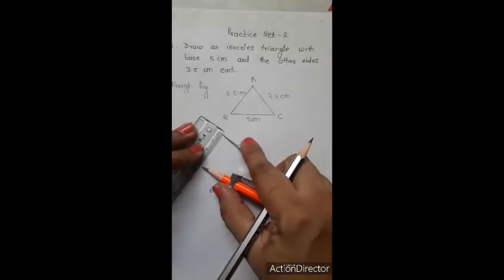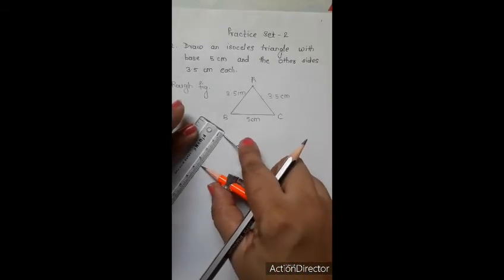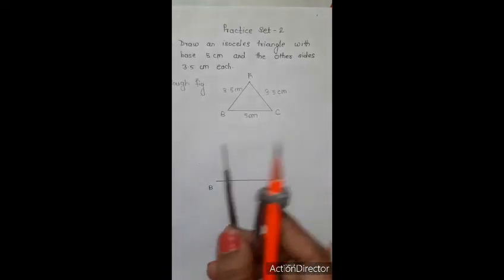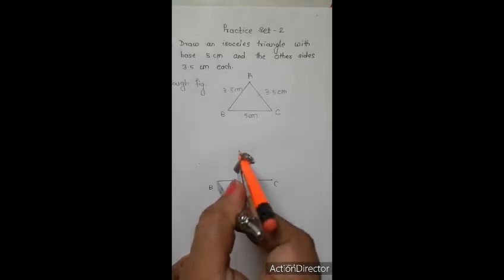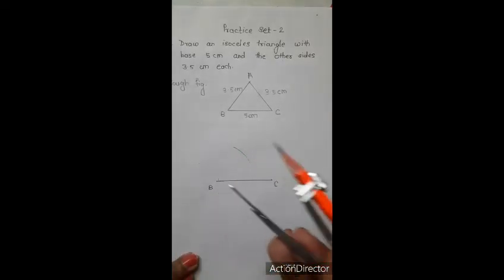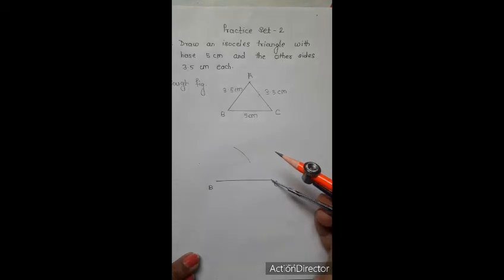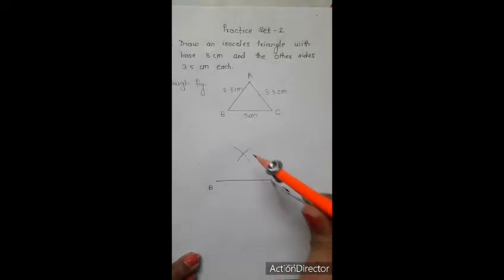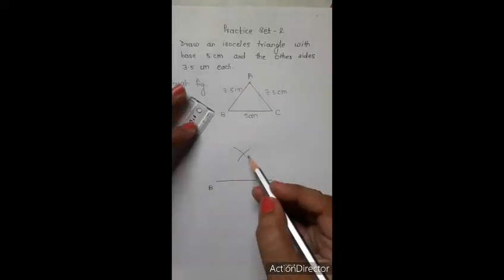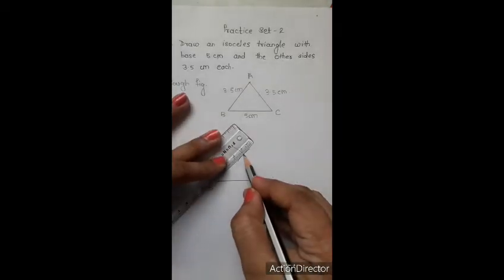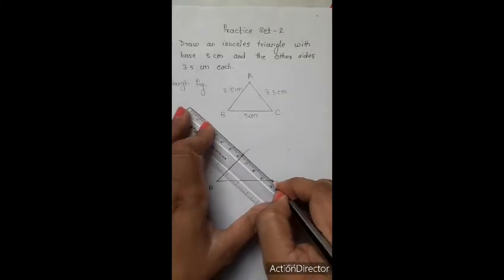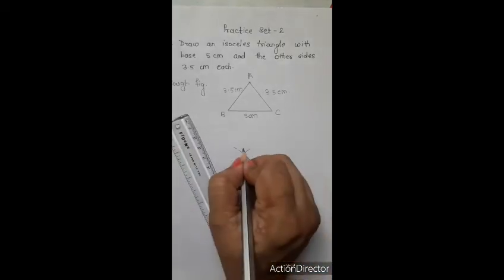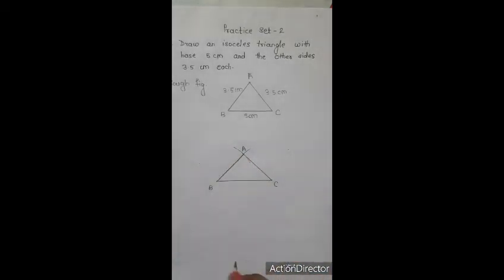So measure the distance 3.5 exactly in your compass, and first of all you keep the pointer on point B, draw one arc, lift the compass and draw another arc which intersects the previous one. Now join this intersection point and B. This will be C, and this point you will label as A.